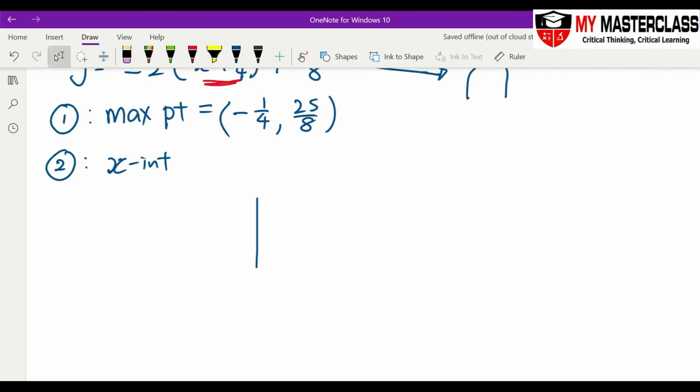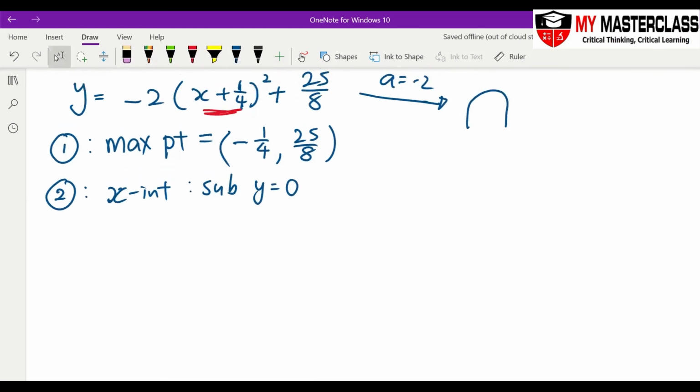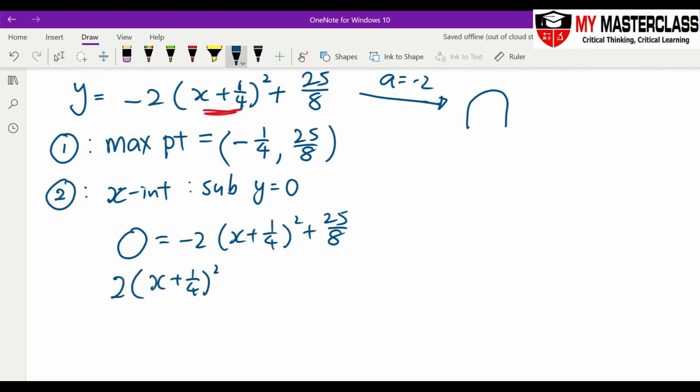Okay? Means that sub y equals 0 for the x-intercept. You can write down your working, no problem. Do not ever go and expand it again. Use your completed square to solve it. That means 0 equals negative 2 bracket x plus 1 over 4 squared plus 25 over 8. Bring the negative 2 to the left side: 2 bracket x plus 1 over 4 squared equals 25 over 8.